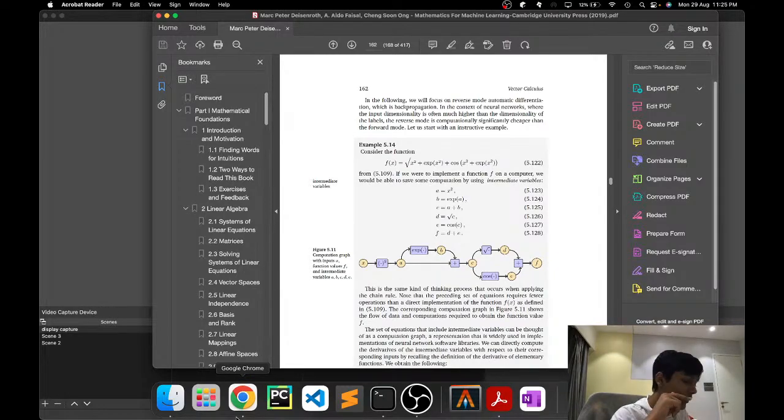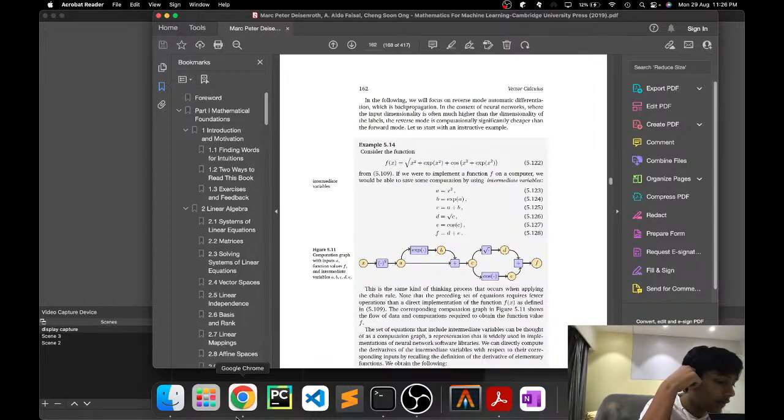Then we basically just set the same thing for the other ones. e will be cosine of c. Wait, cosine of c? Yeah, got it. And f will be d plus e. This is the same kind of thinking process that occurs when applying the chain rule.